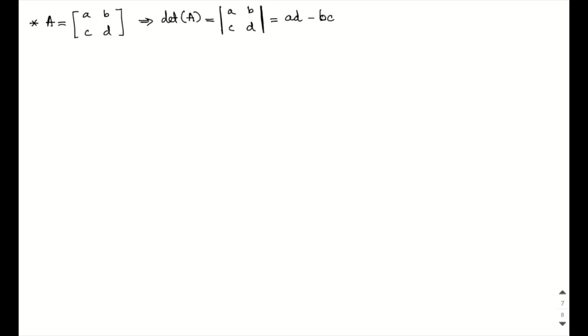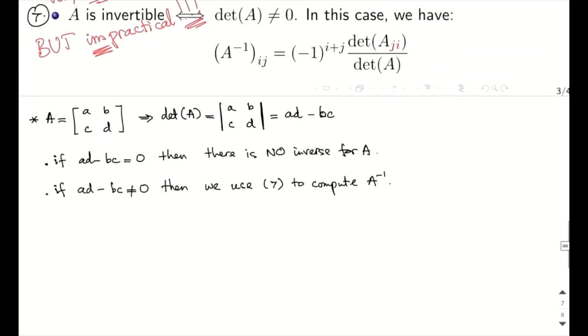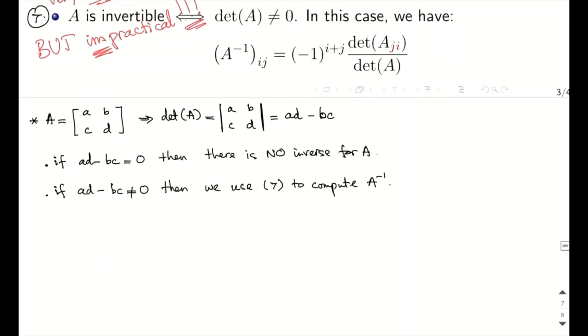Right, so now we see that if we multiply AD and subtract it by BC, we may get 0. And in that case, we don't have the inverse for A. If AD minus BC is not 0, then we can use the formula to compute A inverse. All right, how are we going to use the formula? It's right here. So the formula says that when the determinant is not 0, then A inverse exists.